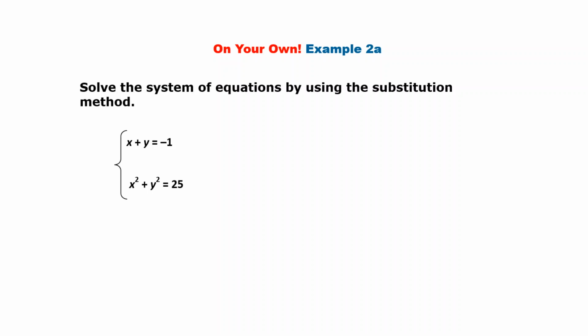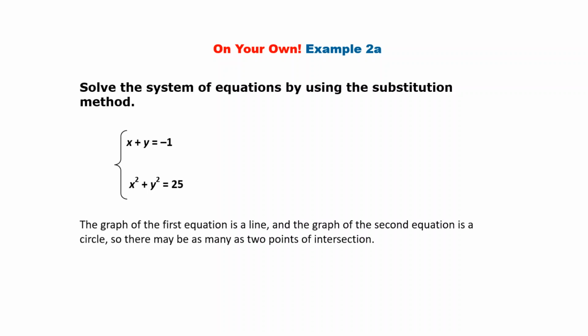All right, so you're going to solve this system of equations by using the substitution method. So looking at what you have, the first thing that you see is the graph of the first equation is a line because our highest exponent is just 1. And the graph of the second equation is a circle. So there could be as many as 2 points of intersection. All right, so we could have as many as 2 points or 2 solutions.